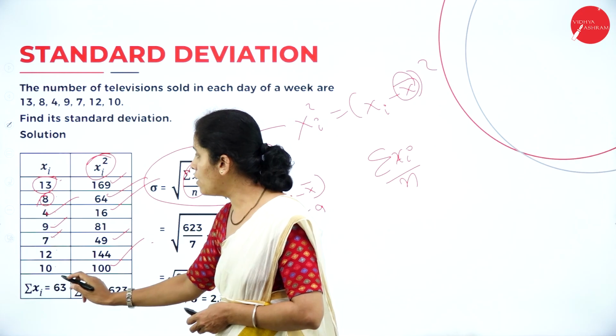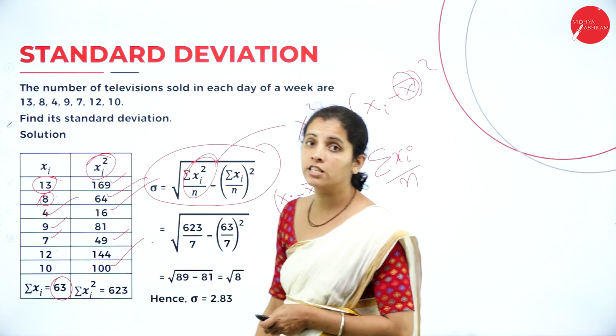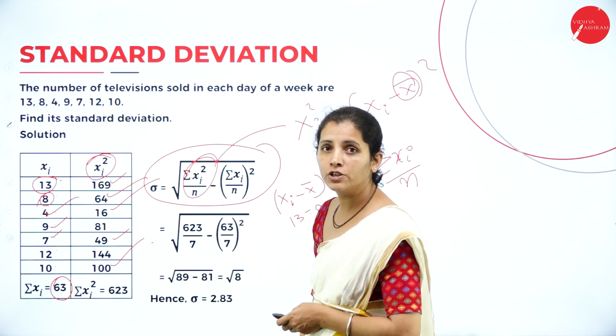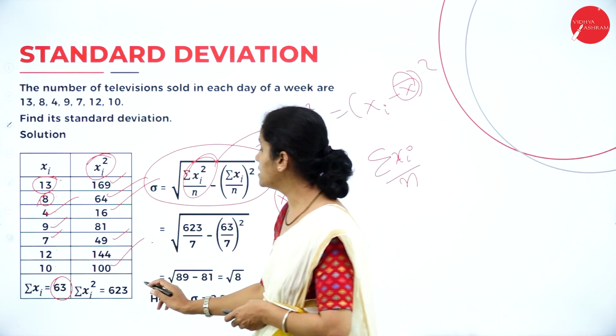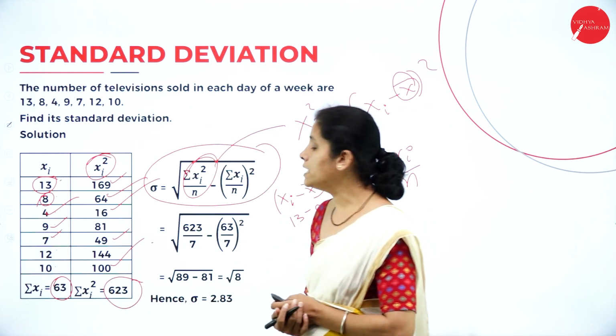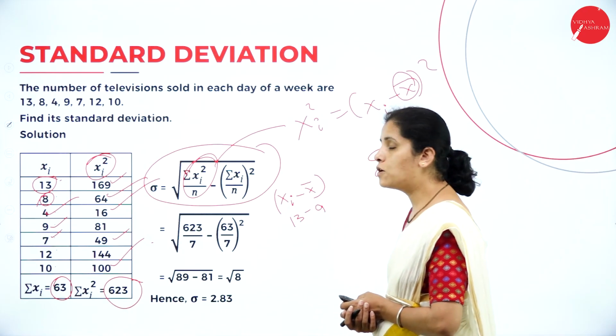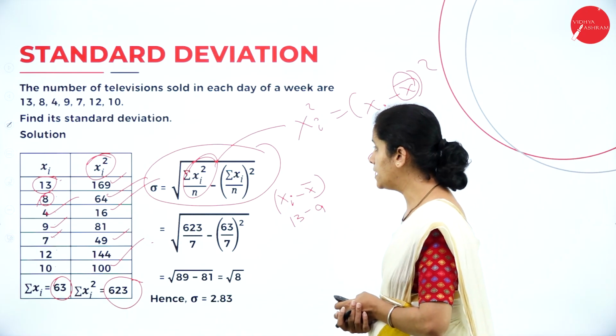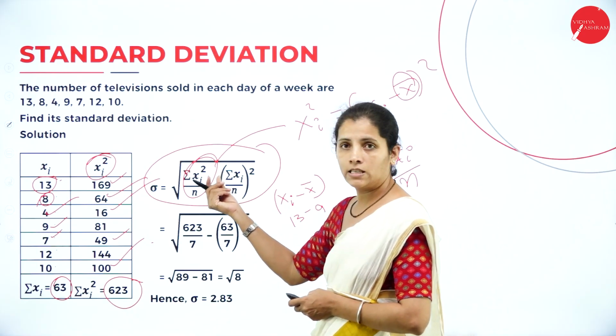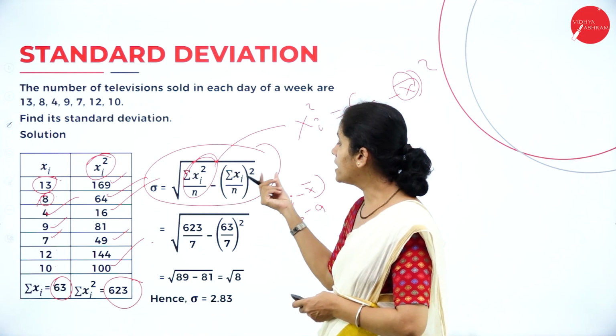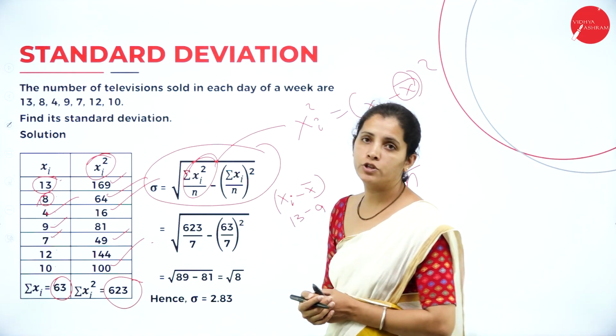And what is the summation of xi? That's nothing but 63. And what is the summation of xi square? That's nothing but 623. Now I got the required data. So I got xi square and xi, and I'm going to substitute.